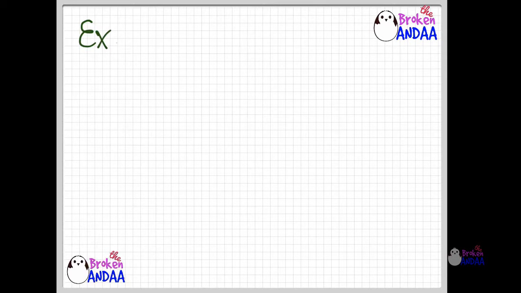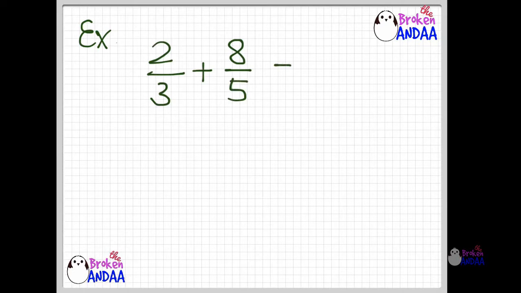Now let's solve some examples. 2 by 3 plus 8 by 5. In this case, we have these two numbers 3 and 5 as denominators. So the LCM of 5 and 3, the least common multiple of 3 and 5, is 15. So we will try to make both the denominators 15.